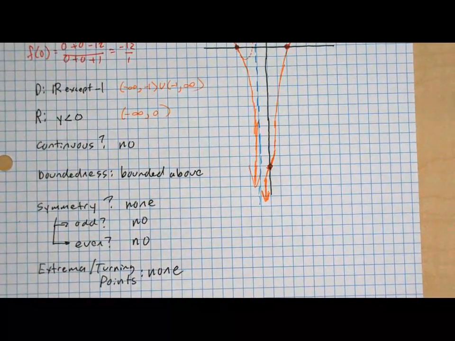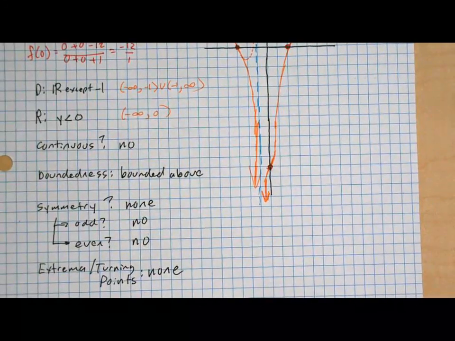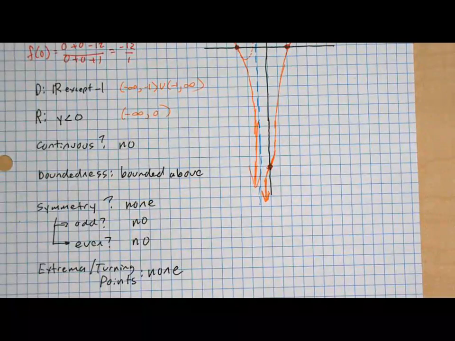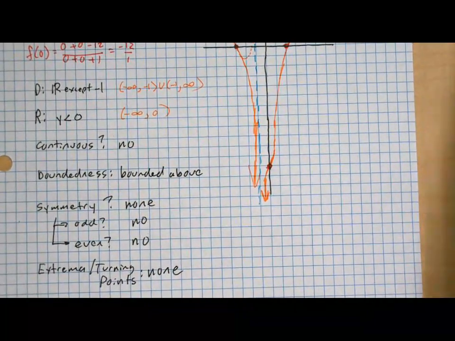For domain and range, I'm okay with using interval notation, or I'm okay with you just using what I've got up there. I'm seeing some questioning faces, so that makes me think I might have a mistake here. Yeah, it should be a 2 there. Thank you.